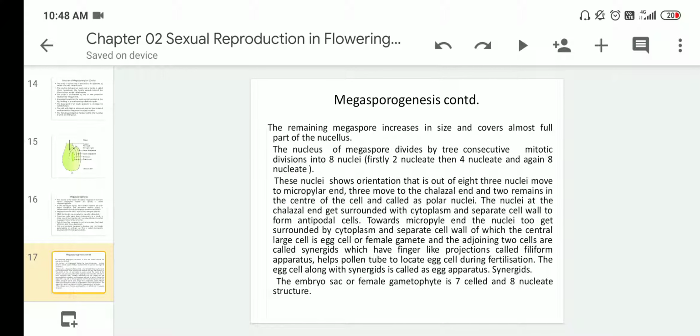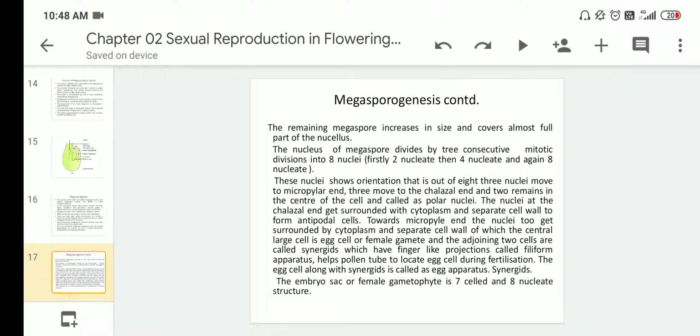The remaining megaspore, that is the left out one, increases in size and covers almost the full part of the nucellus. Means out of 4, 3 degenerated and the remaining one will start growing in size within the nucellus.